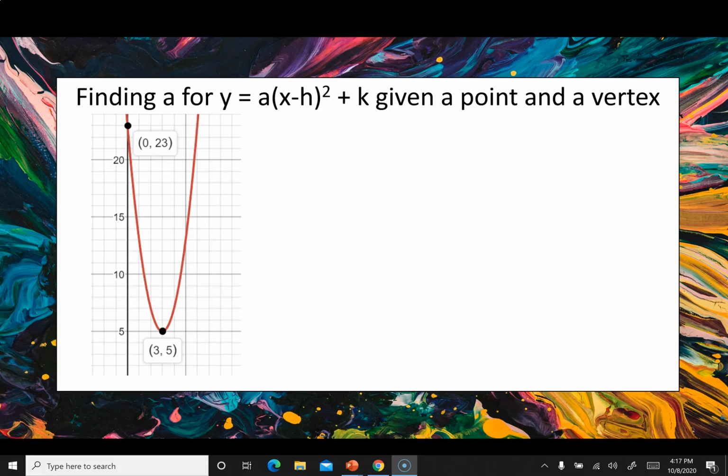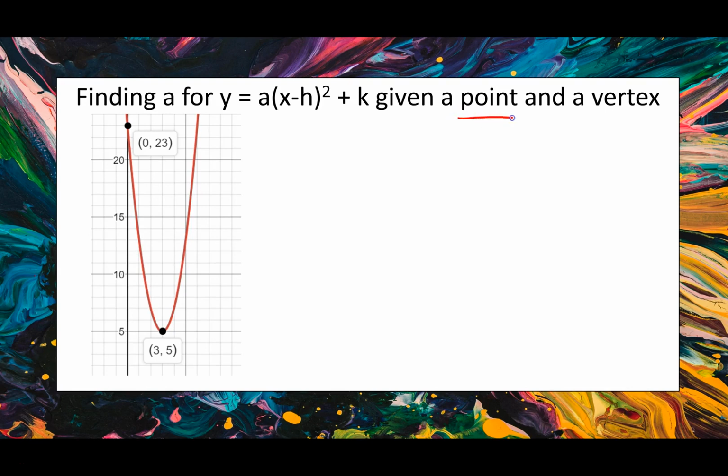All right, so in this problem, I'm giving you a point on a parabola, and I'm giving you the vertex, and I'm asking you to put it in vertex form. In other words, I'm asking you to find the equation, and that equation means that you have to have your A, you have to have your H, and we have to have a K. So let's go ahead and do that.